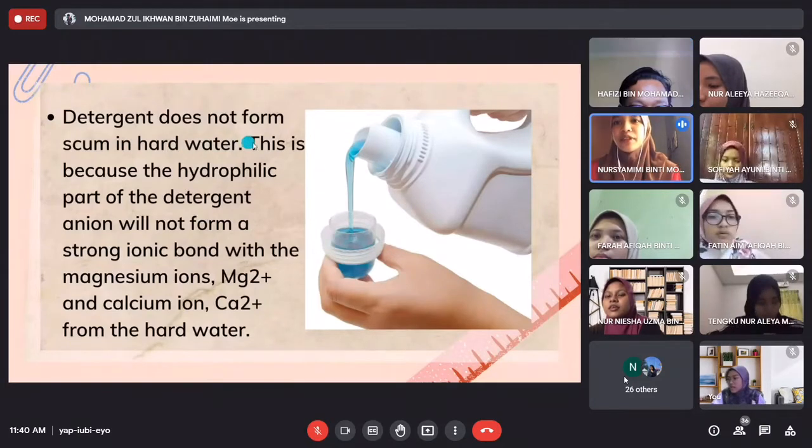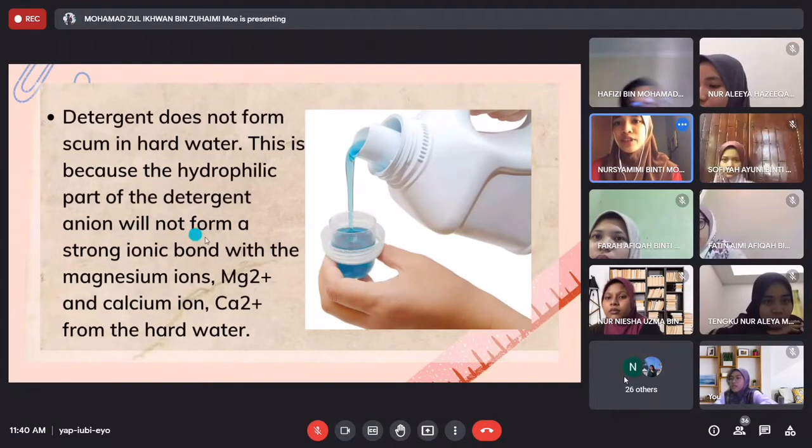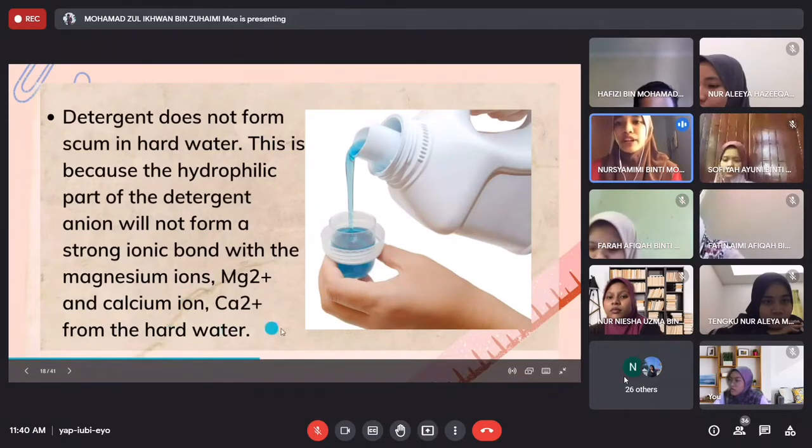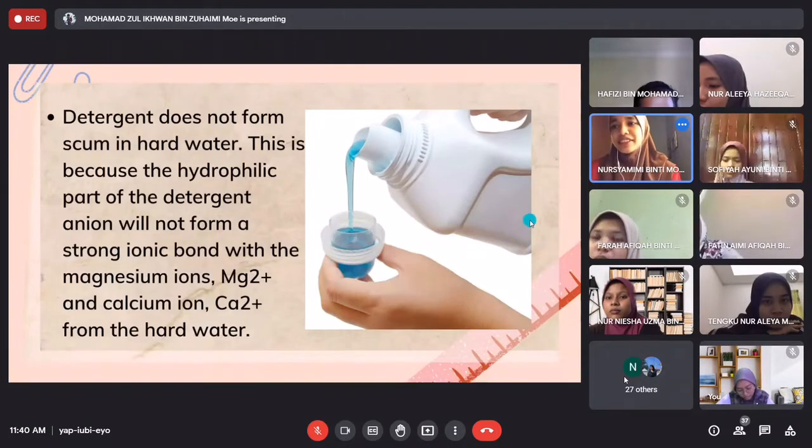Detergent does not form scum in hard water. This is because the hydrophilic part of the detergent anion will not form a strong ionic bond with the magnesium ion, Mg2+, and calcium ion, Ca2+, from the hard water. Okay, next.